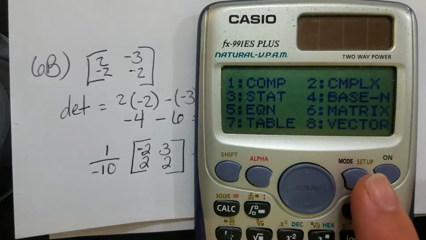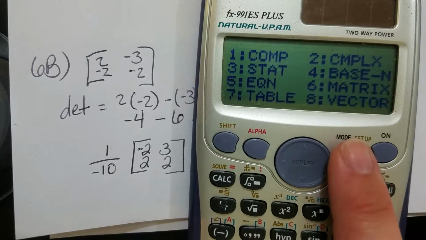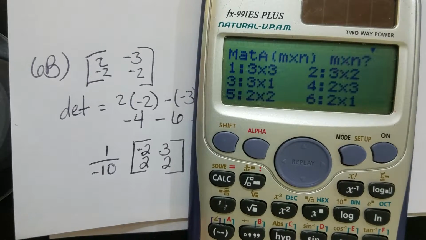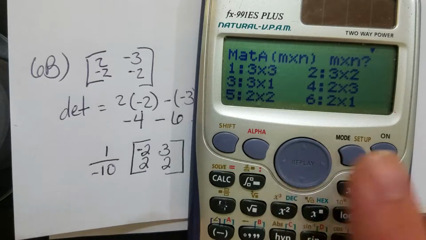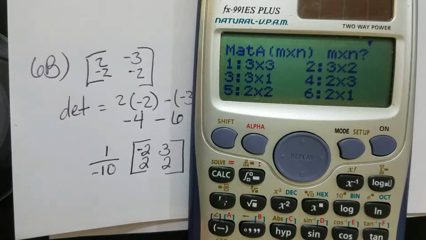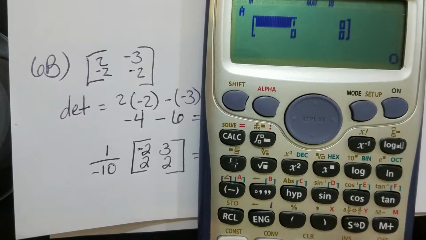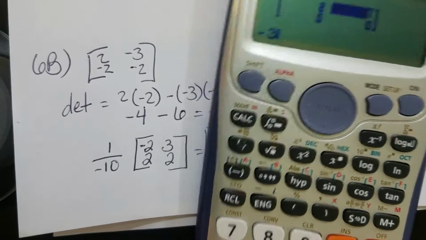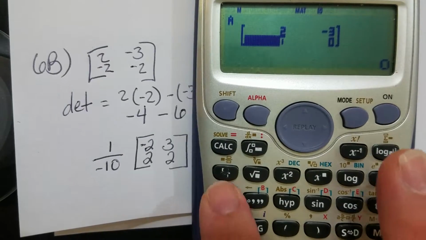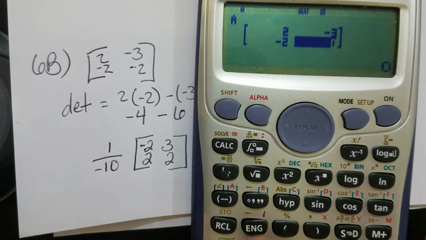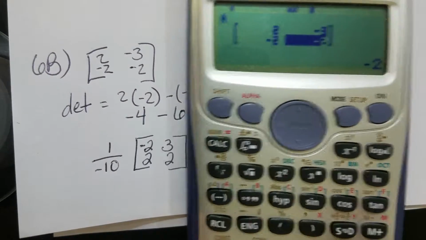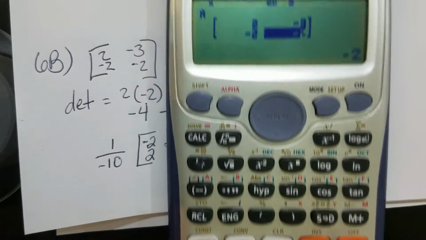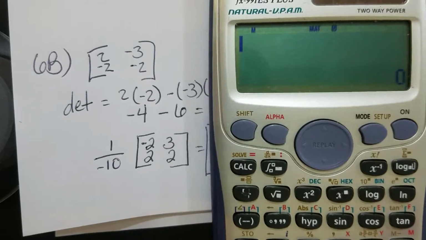So again, if I need to fix my matrix or put in an original matrix, I'm going to do mode number 6, and I'll still use matrix A for this example. So then this one is also a 2 by 2, so I'll select number 5. And then I just put in my numbers. So 2, enter, -3, -2. I'm using the equal button each time to move to the next one. Okay. Once you have the whole thing, you can either press the on button or the AC button. Either way, it gets you back to the regular screen.